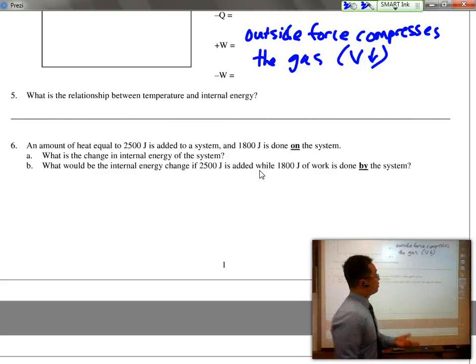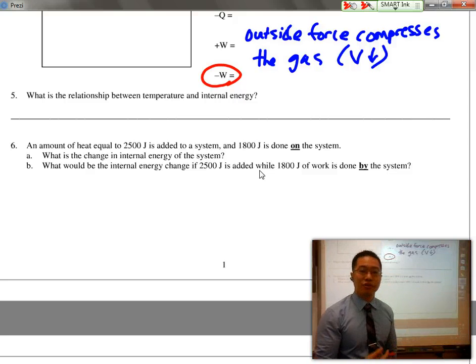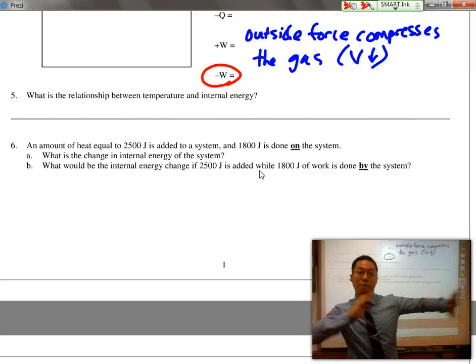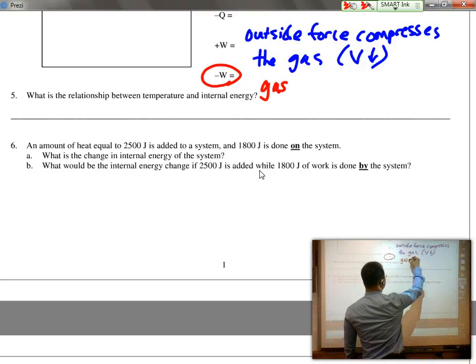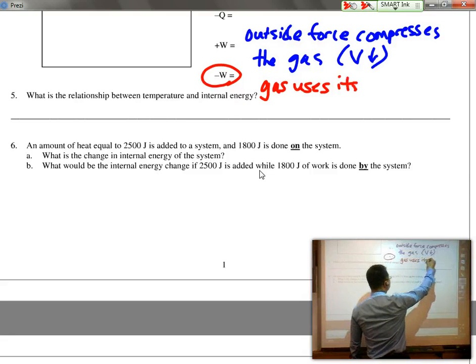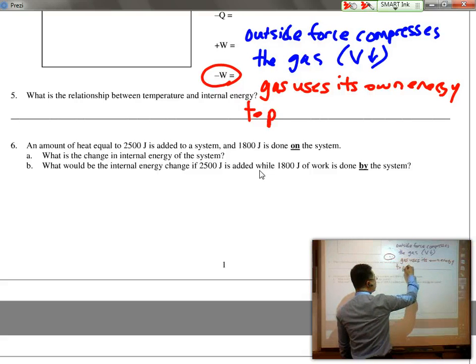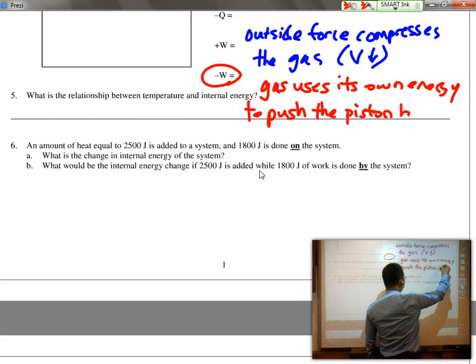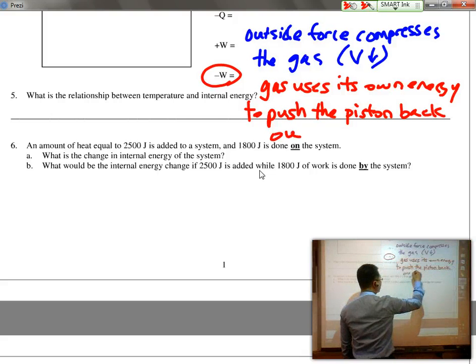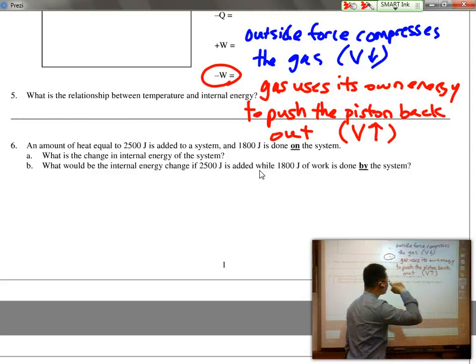Now, negative work, on the other hand, will be about the gas itself using its energy to push back out. So the gas uses its own energy to push the piston back out. In this case, volume increases.